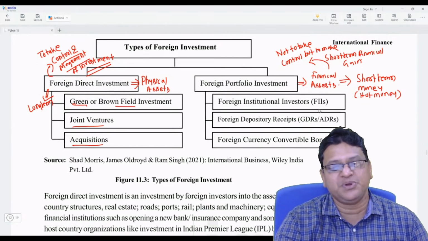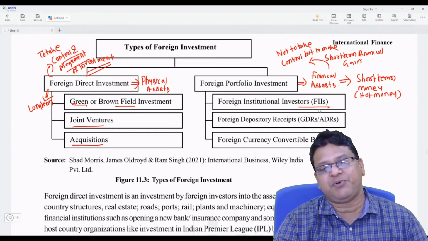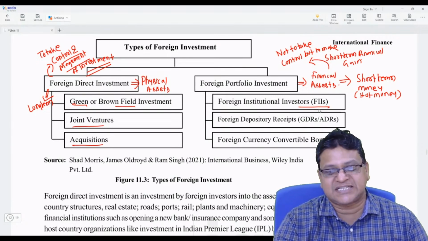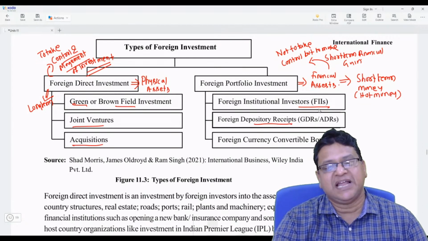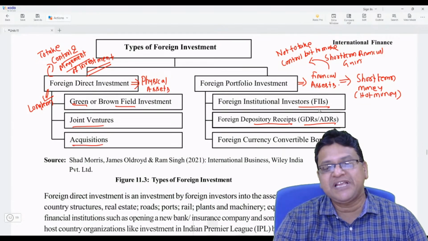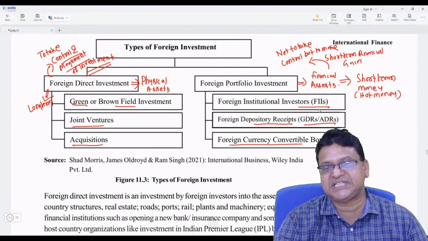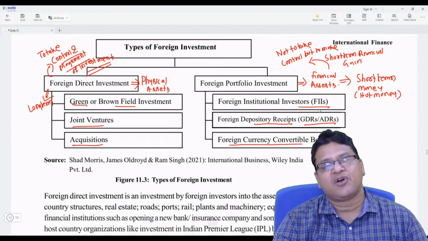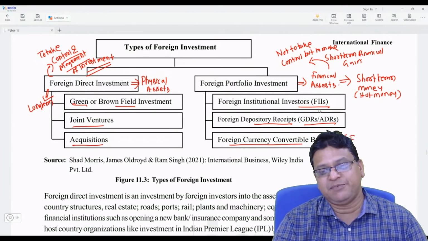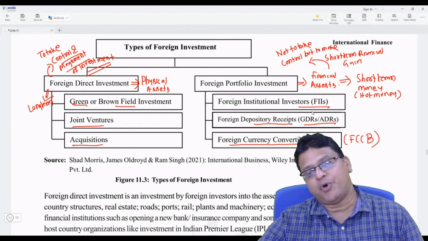But foreign portfolio investments may come from FIIs. They may come in the form of foreign depository receipts like GDR and ADR, global depository receipts and American depository receipts, or in the form of FCCB, foreign currency convertible bonds.